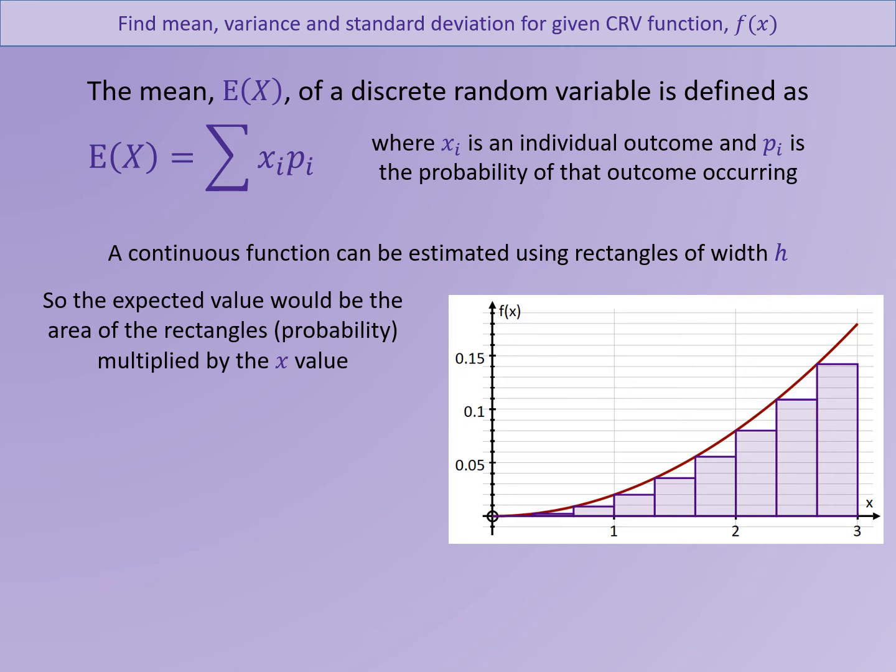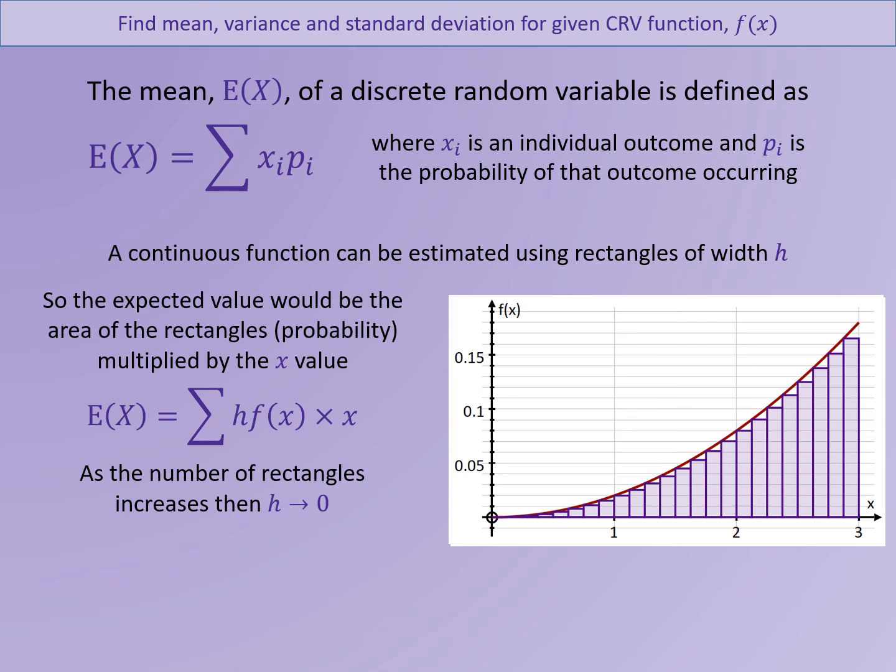So the expected value in each case will be the probability, which is found by finding the area of each rectangle, multiplied by the x value. So an estimate for E(X) could be the sum of h times f(x) in each case. This is just the area of each rectangle, the width times the height, multiplied by the x value itself.